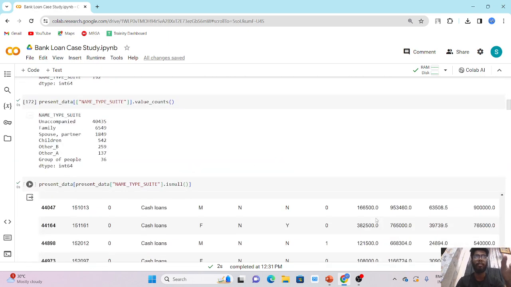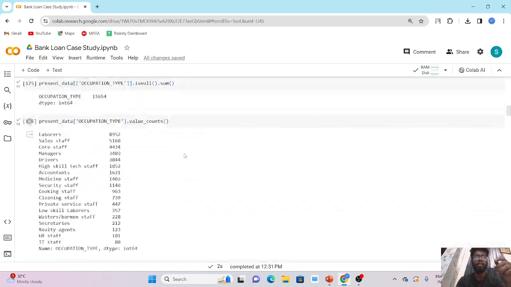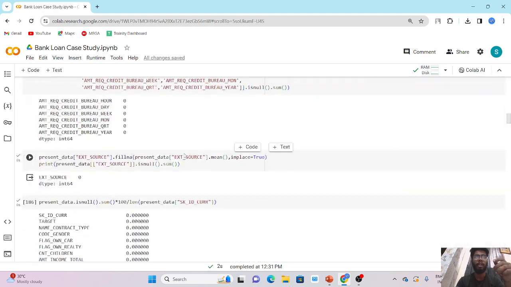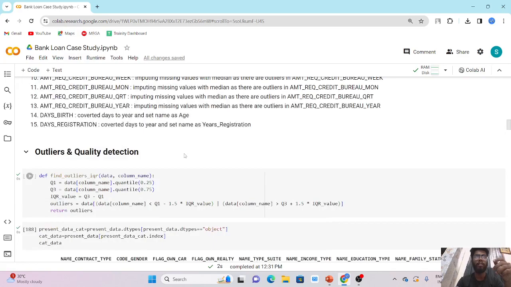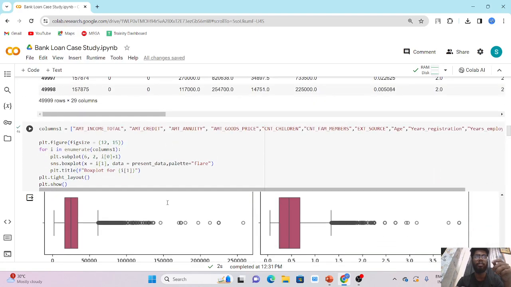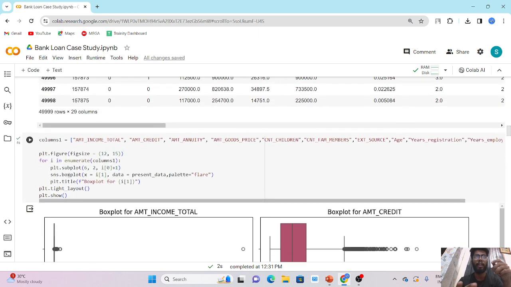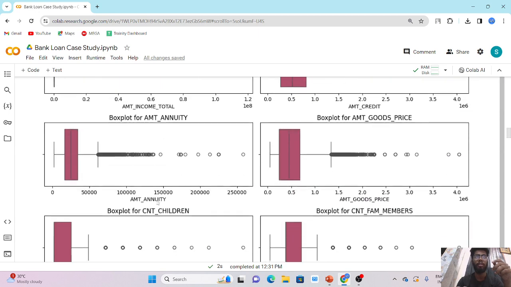This is handling missing values. So we have imputation: mean, median, mode. Then we have come to outliers and outlier detection. This is the bar chart. We have used sns.boxplot.